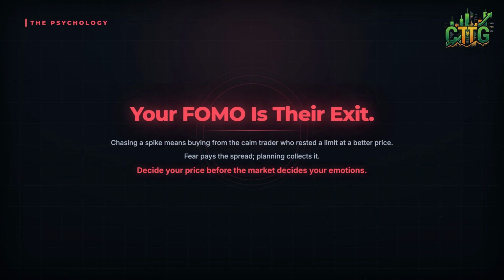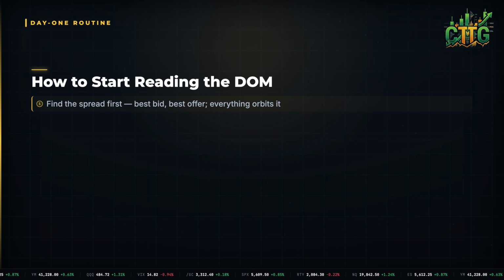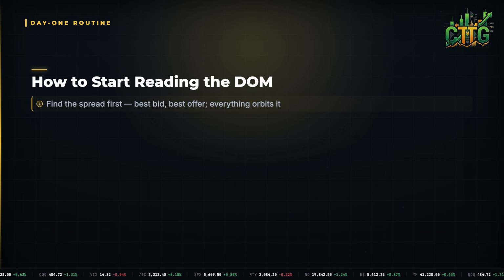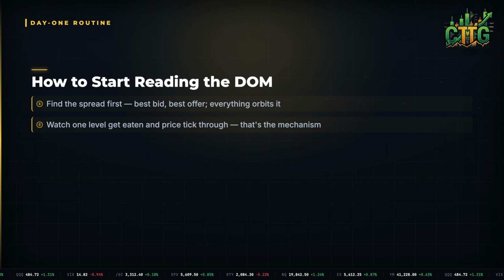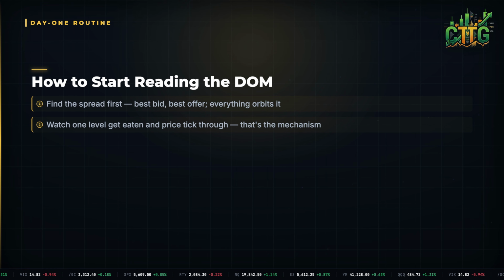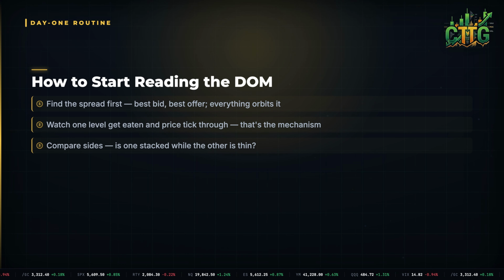So how do you actually start using this tomorrow? 5 habits. 1. Find the spread first. Best bid, best offer. Everything happens around it. 2. Watch a level get eaten. See one side consumed and price tick through. That's the whole mechanism. 3. Compare sides. Is one side stacked and the other thin?